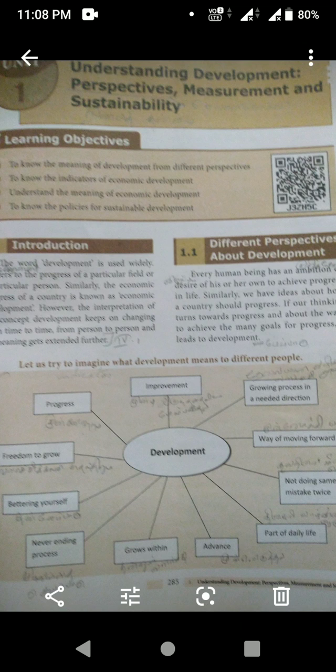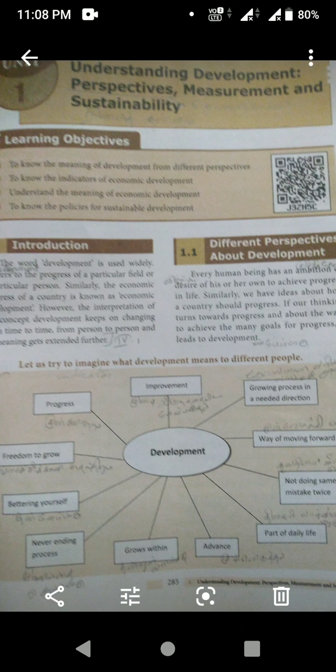Improvement, growing process in any direction, way of moving forward, not doing the same mistake twice, part of daily life, advance, grows within, never ending process, bettering yourself, freedom to grow, and progress. These are the indicators of development. This is also a very important question. Next, expand the following: PPP, HDI. Expand the following: NNP, PCI. And what is solar power?